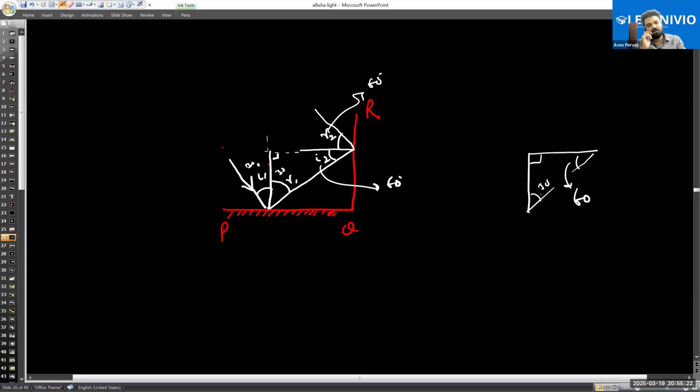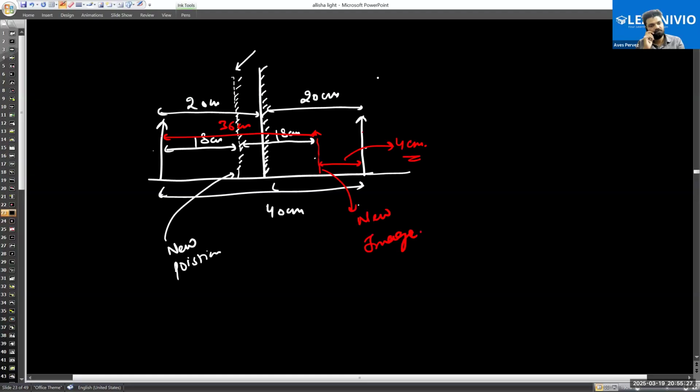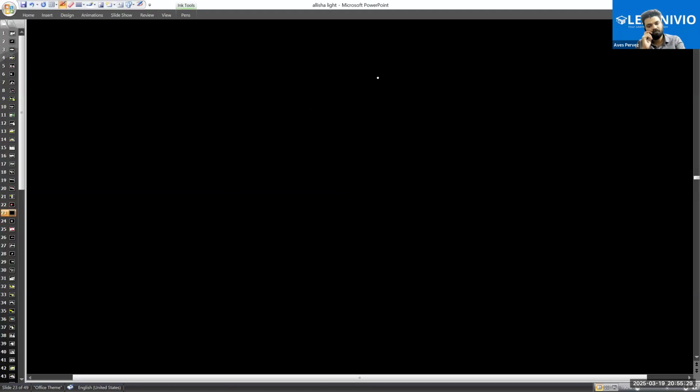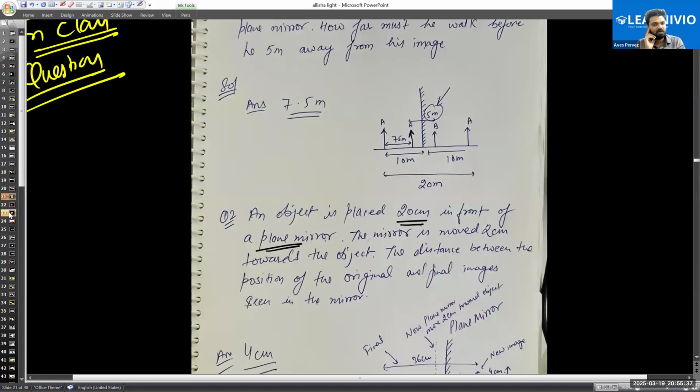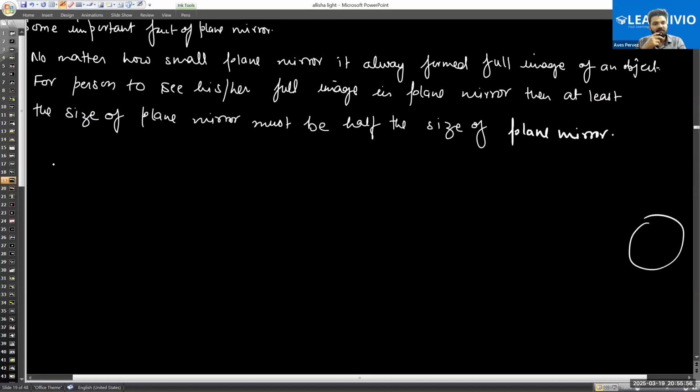Okay. An object is placed at a distance of 10 centimeter from the plane mirror. What is the distance between the object and the image? That will be simple. Object and the image will be 20. It is a very simple question. You understood this one, Rayan? Yes, sir. And we have done this one.